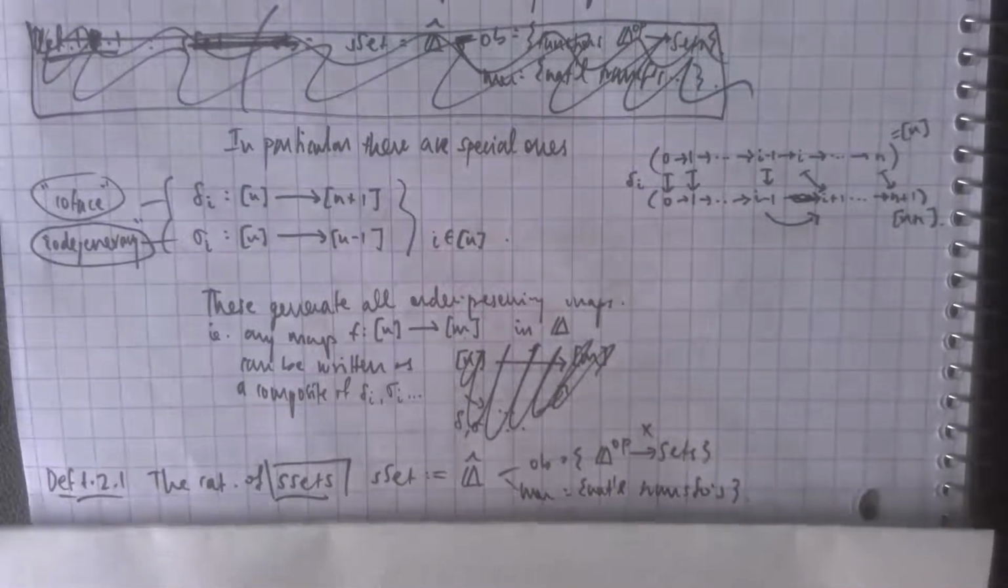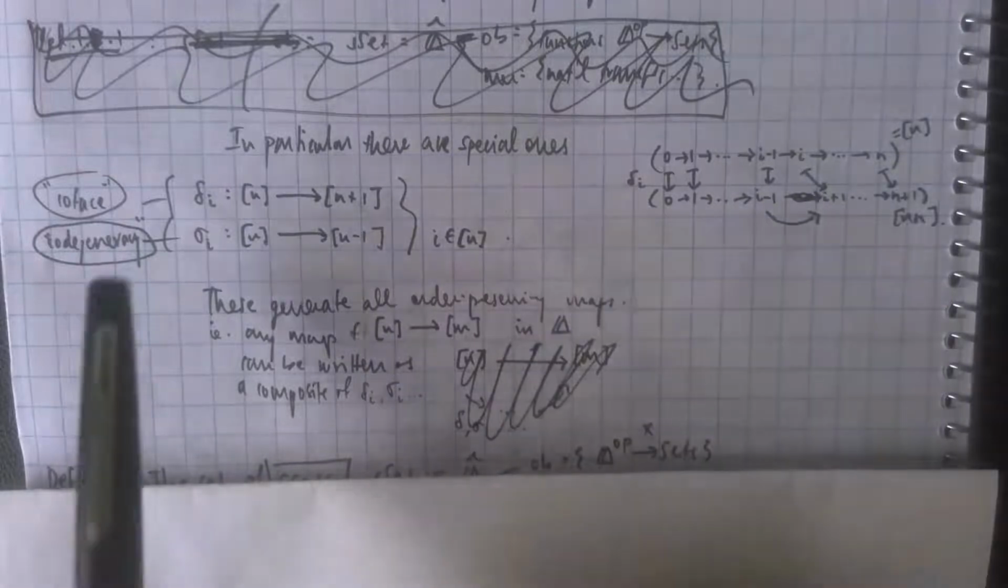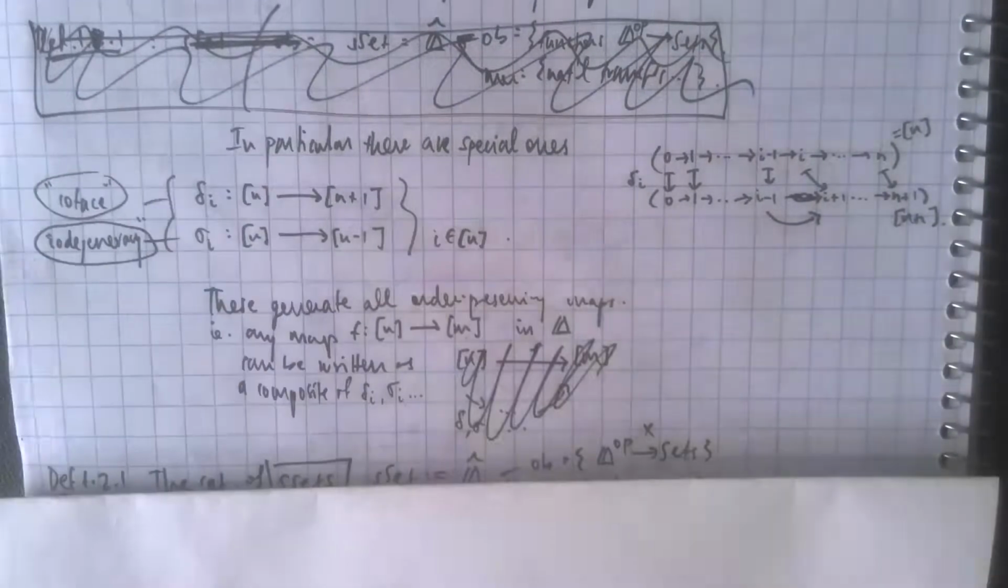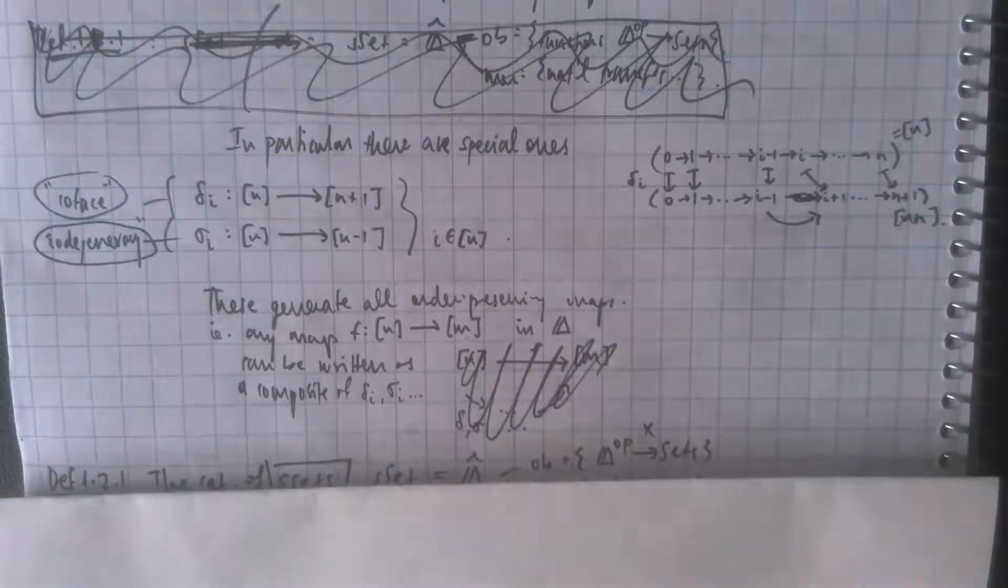But yeah, this is nice because when we're checking things about simplicial sets, for example, you only need to check them on face and degeneracy maps and then say that any map can be written out this way.